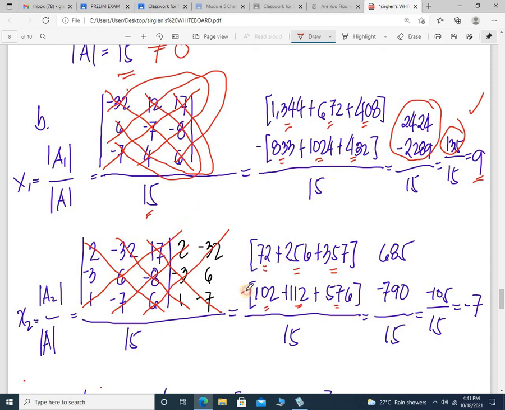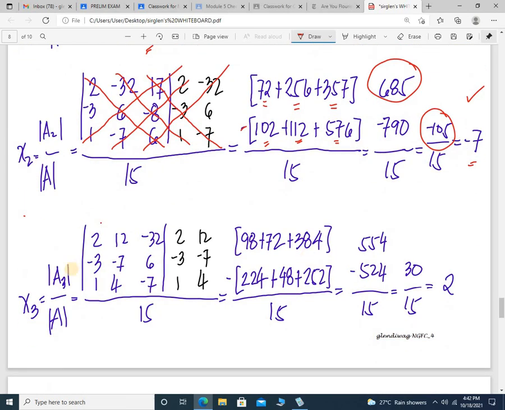The operation again is a minus, so if I simplify my first group, I end up with 685, and my second grouping is 790. The difference of these two is 105, and divide this by the determinant of A, and it is equal to negative 7. And then we move on to the last variable. So x sub 3 is now equal to the determinant of A sub 3 divided by the determinant of A. So we now change this column from the coefficient of x sub 3 to the values of the right side of the equation.